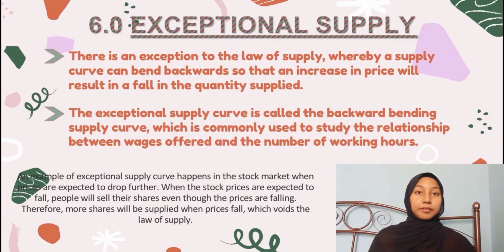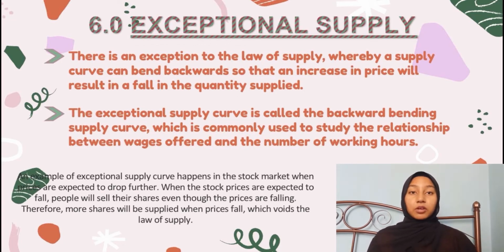Exceptional supply. There is an exception to the law of supply, whereby a supply curve can bend backwards, so that an increase in price will result in a fall in the quantity supplied. The exceptional supply curve is called the backward bending supply curve, which is commonly used to study the relationship between wages offered and the number of working hours.